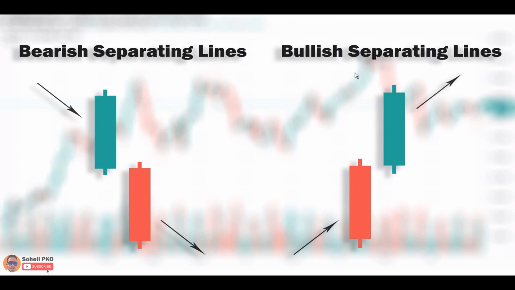And bullish separating lines is the mirror image of the bearish one. Here, following an uptrend, a red candlestick appears that opens with a gap, and after that a green candle the same size with the first one that opens with a gap at the price level that the first candle was open, which shows that the buying pressure is much higher than selling pressure, and there is a potential for the continuation of the uptrend.